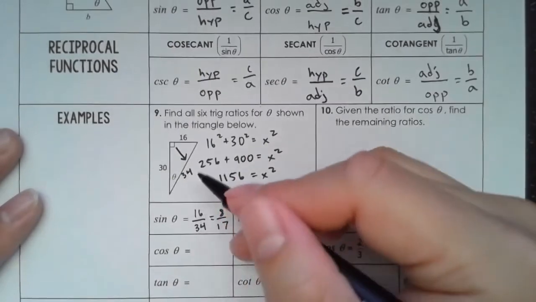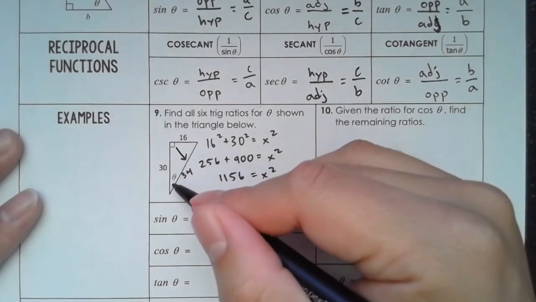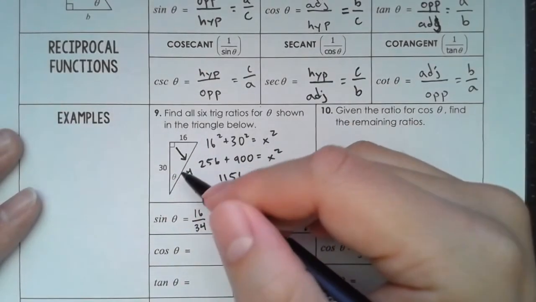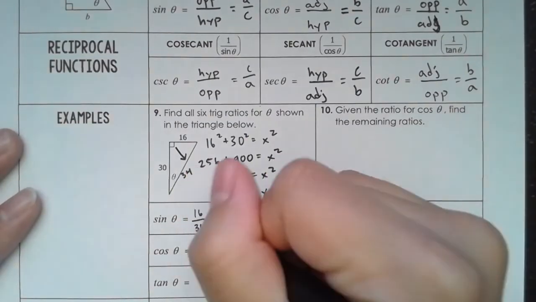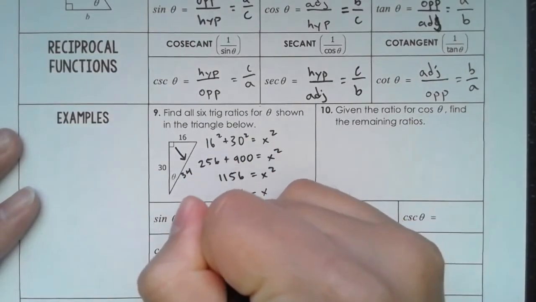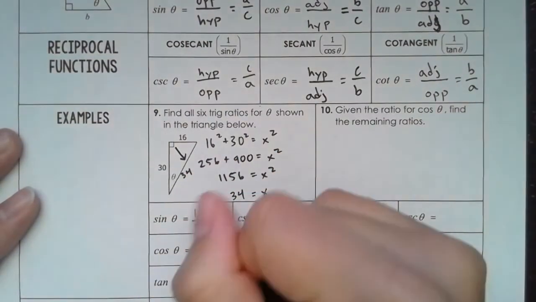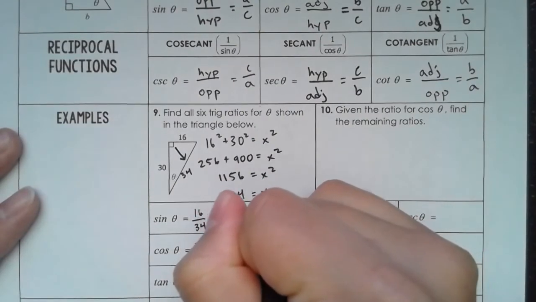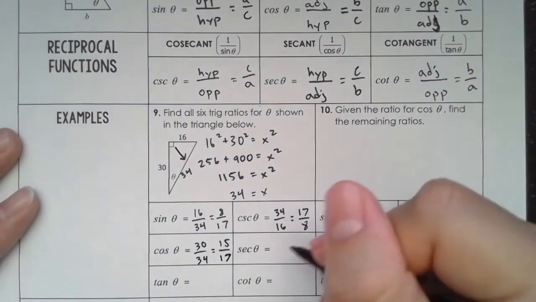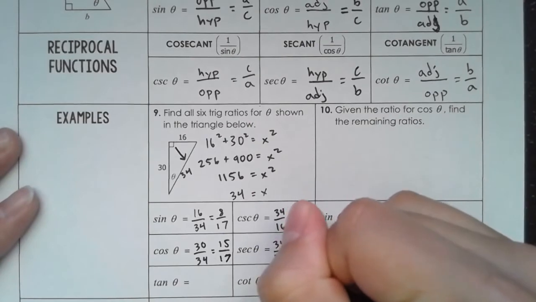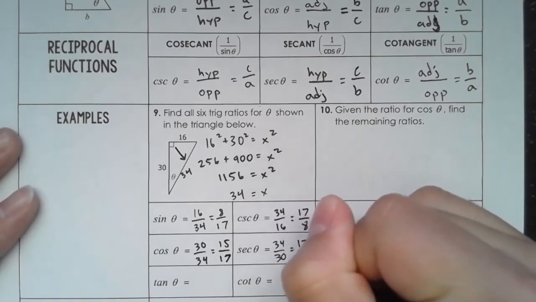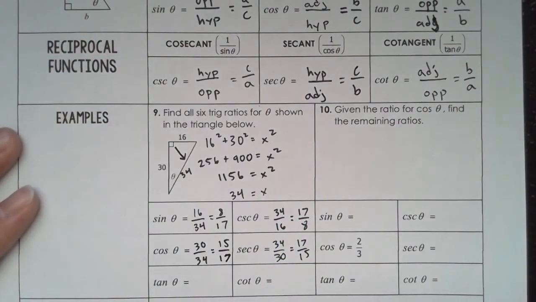Cosine is adjacent over hypotenuse, so 30 over 34. And then you can simplify this to 15 over 17. The secant is the reciprocal, so 34 over 30, and that's equal to 17 over 15.